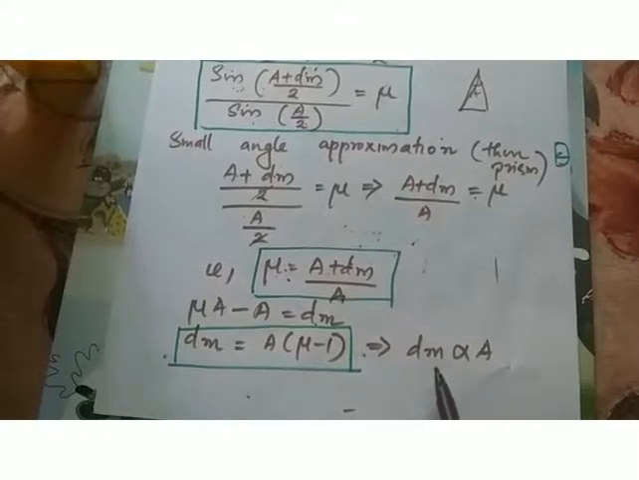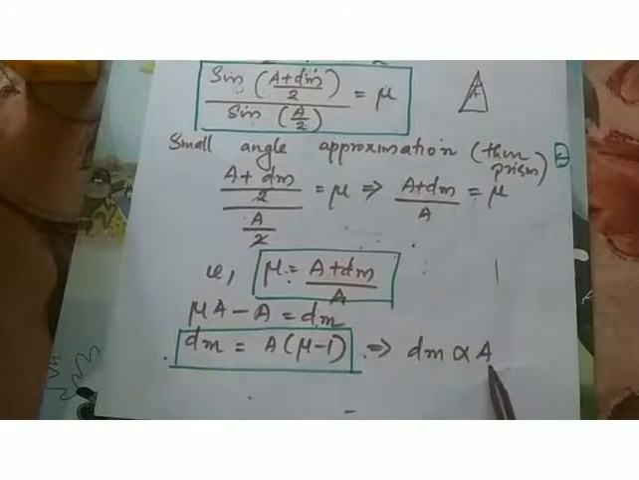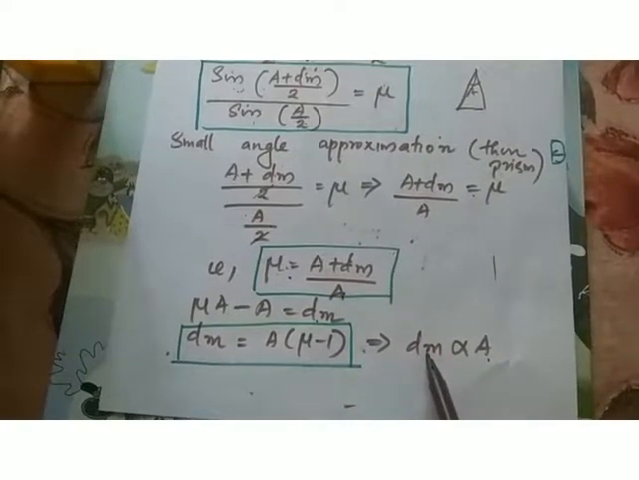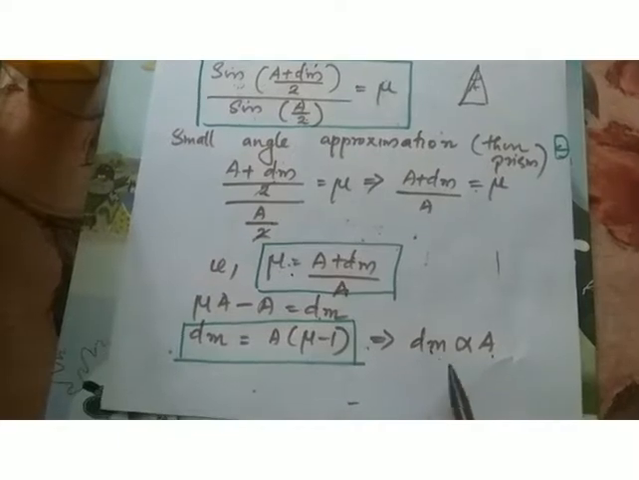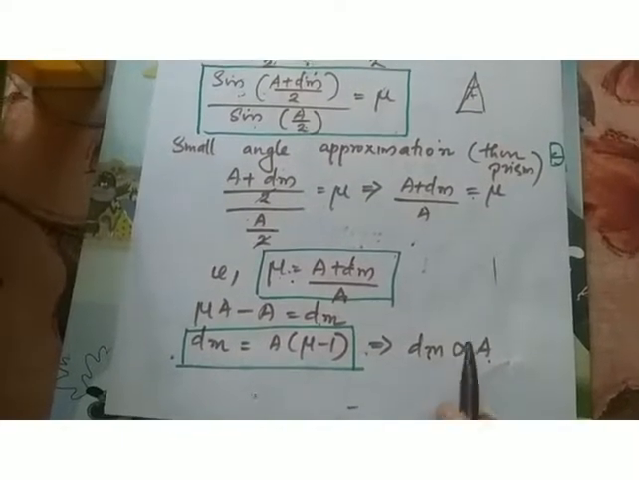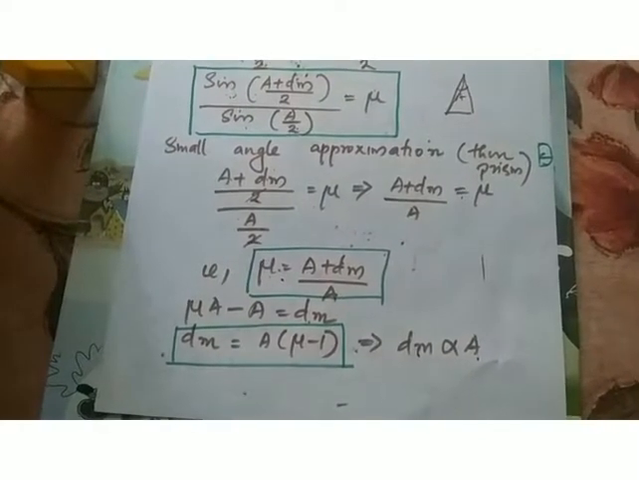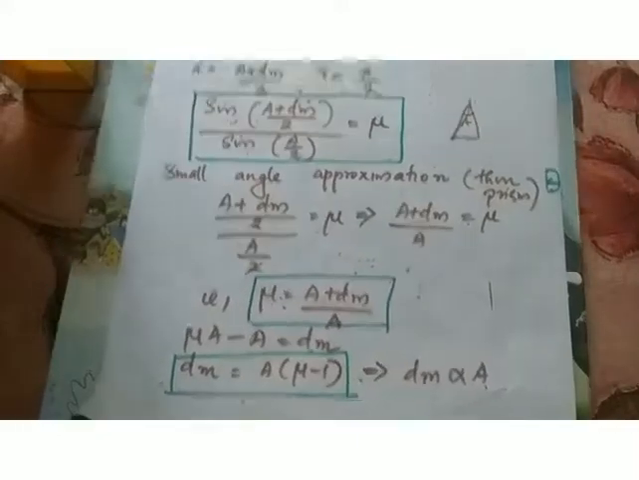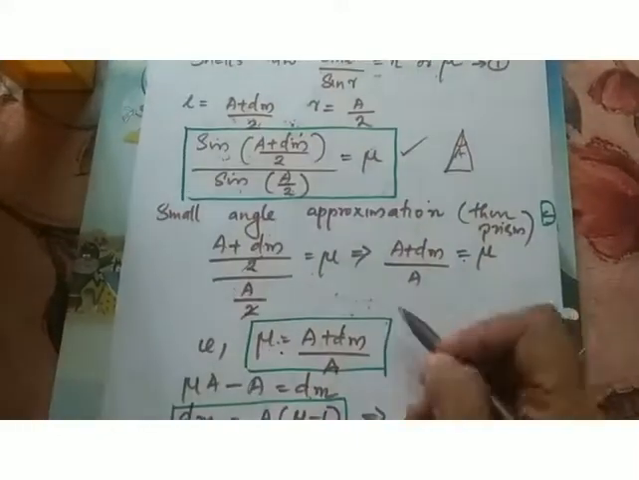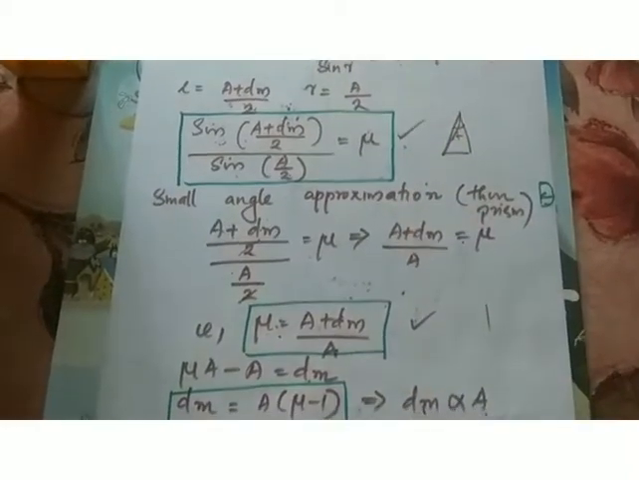So thin prism does not deviate light much because A is very less for thin prism. So angle of minimum deviation also will be very less. Hence thin prism does not deviate light much. So that's all about the refractive index of a prism. This expression is very important. This is for thin prism and this is for normal prism.